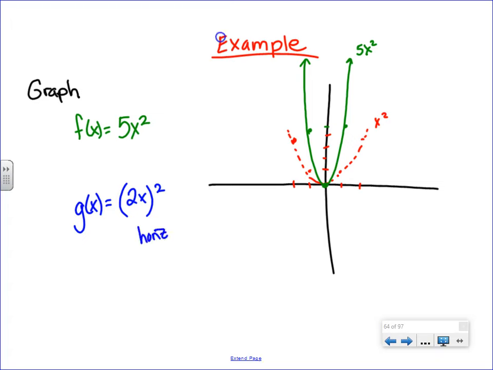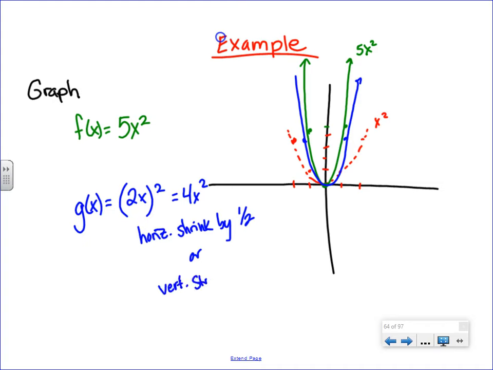I could say horizontal shrink by 1/2. But what does that mean? 2 was at 4, right? Cut 2 in half, now 1 is at 4. 2 is at 4, sorry, that was -2. Now 1 is at 4. But what is that the exact same thing as? The horizontal shrink ended up to be a vertical stretch. Interesting. You could say it 2 different ways and they're both right.